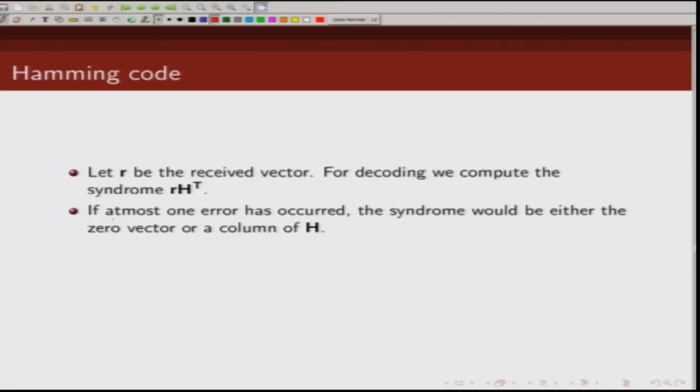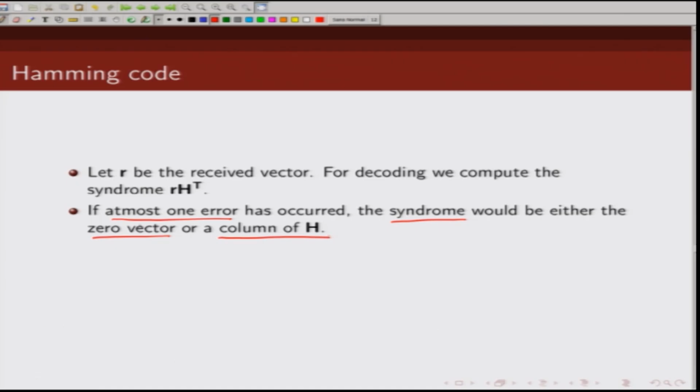Since it is a single error correcting code, it can only correct at most one error. So, we assume that at most one error has occurred. Of course, if there is no error, then the syndrome would be an all 0 vector, and if a single error has happened, the syndrome would be a non-zero vector. Now, what you will observe is if a single error happens, then from the syndrome we can find out which bit location is in error.